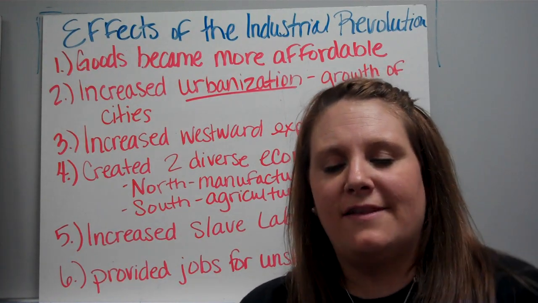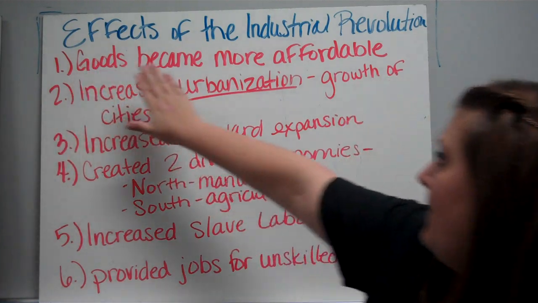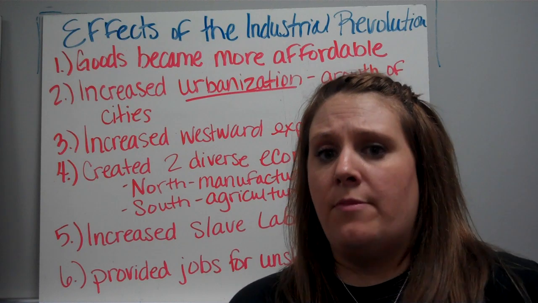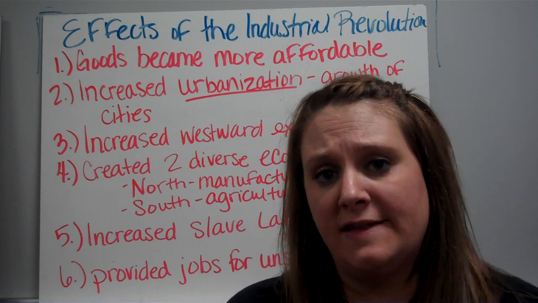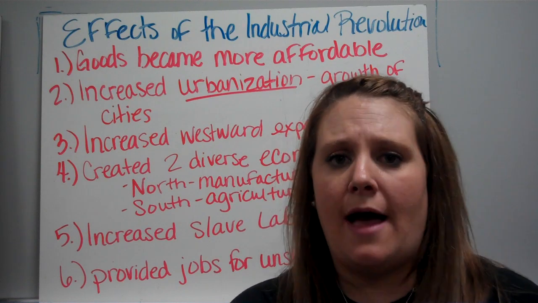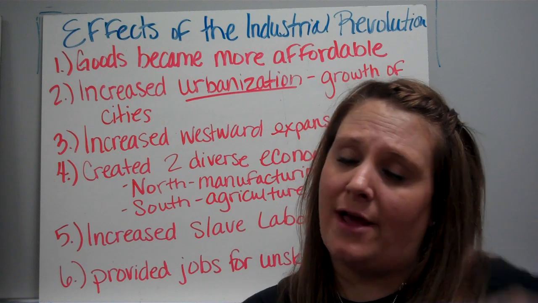Okay, so what were the effects of the Industrial Revolution within the United States? Well, first, goods became more affordable. We've talked about it over and over. When a good is made by an unskilled worker, the price drops. When a good is made more quickly, the price drops. When a good can travel to market at a cheaper and faster rate, the price drops even more.